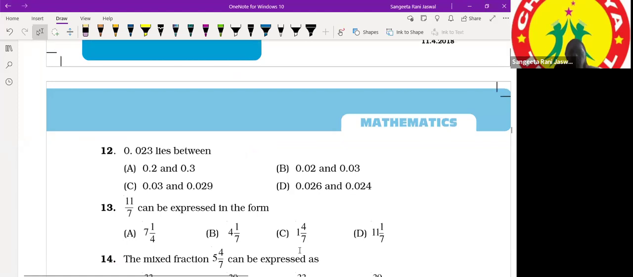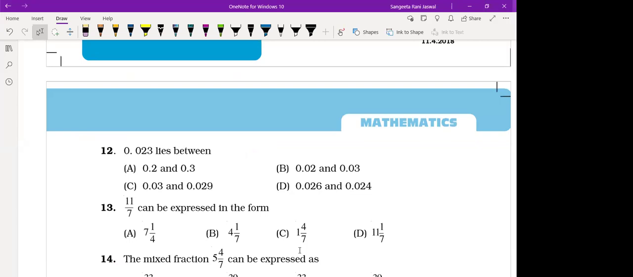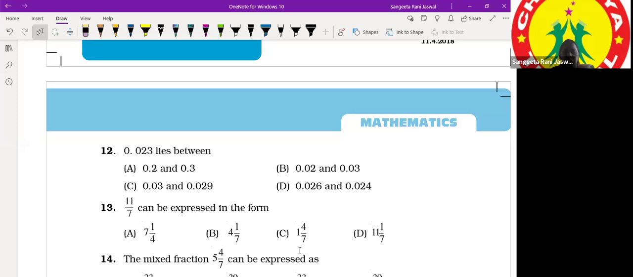0.023 lies between which two? Adya will tell me. Ma'am, B option, 0.02 and 0.03. Okay, so it's 0.03, 0.029, 0.024. Okay, beta, B option is correct.